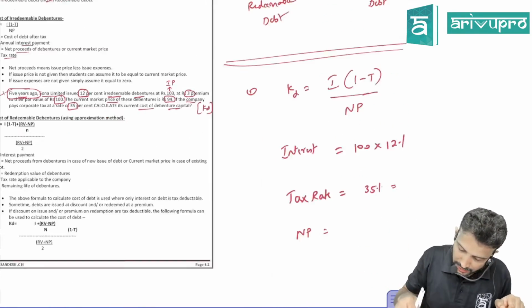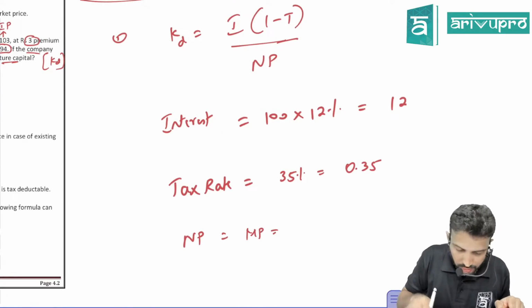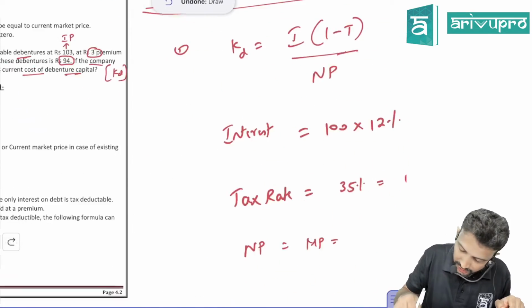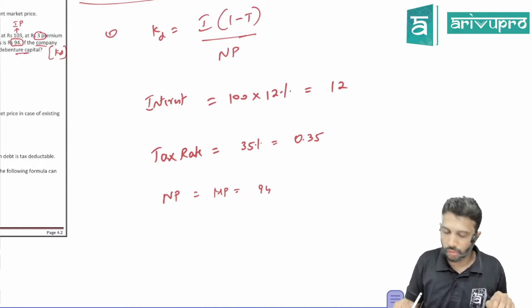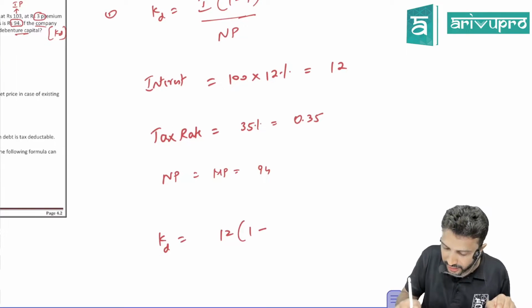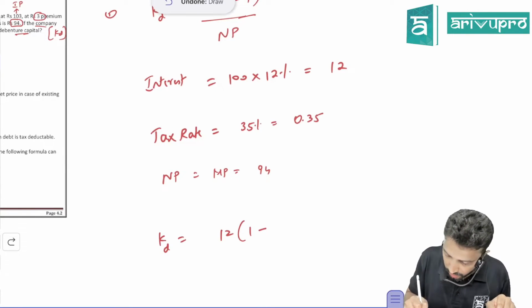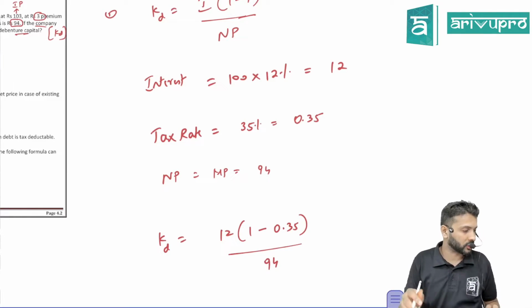So that means for your NP, what will you write? The current market price, which is what, sir? The current market price is 94. Now plug in the numbers and you will get it. So how do you get the cost of debt? Interest, which is 12, into 1 minus tax rate. How much is the tax rate we have got? 0.35, divided by net proceeds, which is 94.